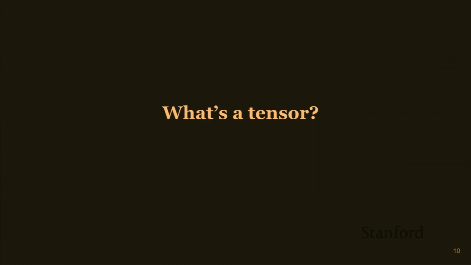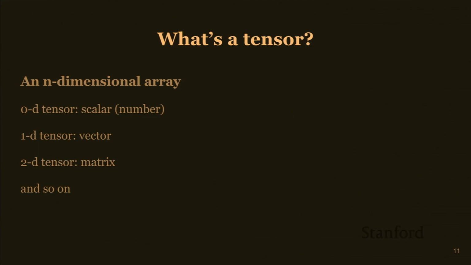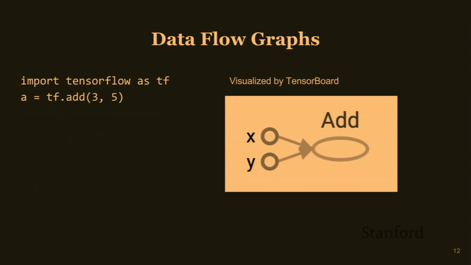So the first thing is, what's a tensor? Anybody have an answer for this? Yeah, you want to say something? It's like a NumPy array, right? Yeah, so a tensor is basically just an n-dimensional array. For example, a zero-dimensional tensor is just a scalar, a one-dimensional tensor is a vector, a 2D tensor is a matrix, and so on.